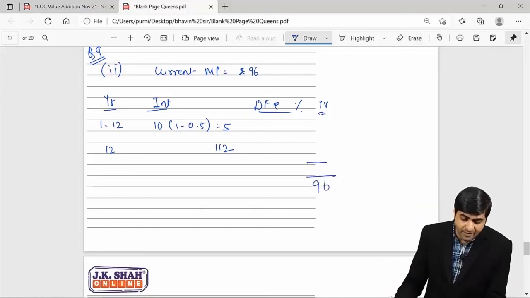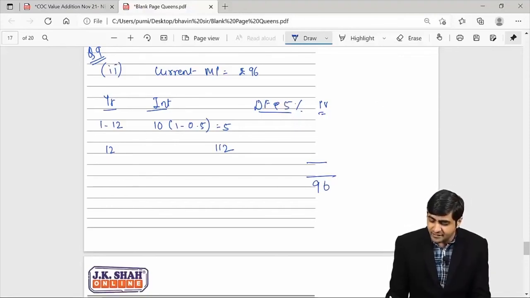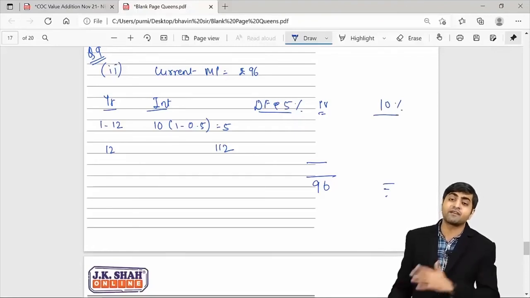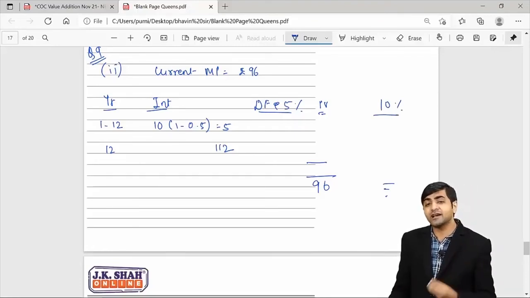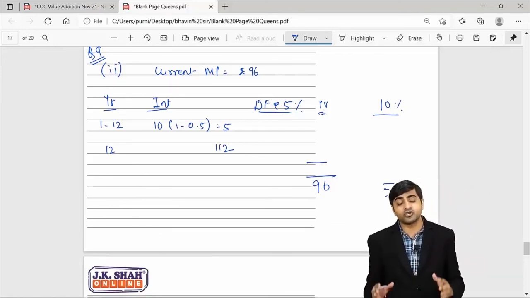Now you can take any particular range here. So in this case, you try it first at 5% and then you try it at 10%. Ultimately, your IRR will be somewhere between 5 to 10. Using your trial and error method, you will be getting the answer. Okay, so guys, this is how you have to approach your question number 9.